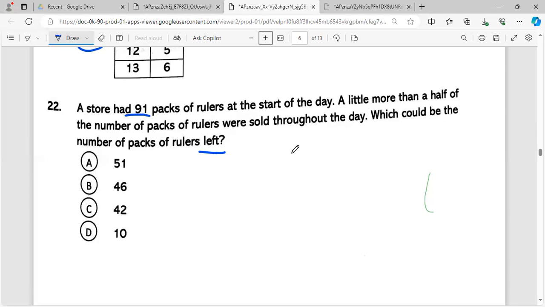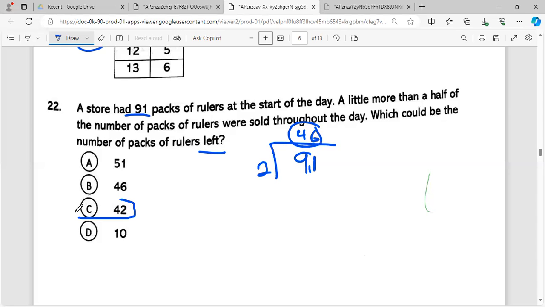I don't think it's B. This is my reason why I don't think it's B. If you divide this by 2, you'll get 45.5. Let's call it 46. So it says more than half was sold, a little more than half. Sir, so C. That's probably 51.